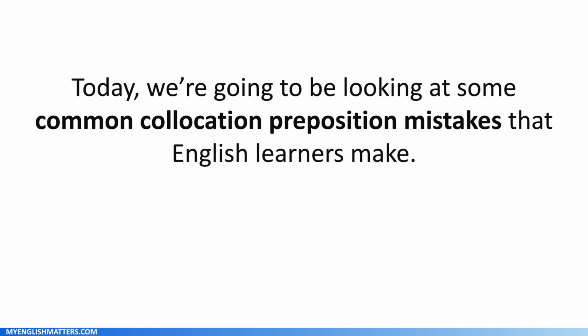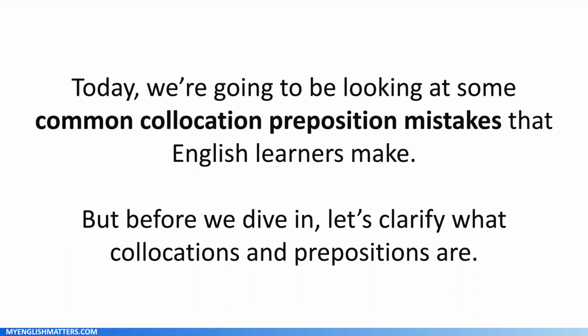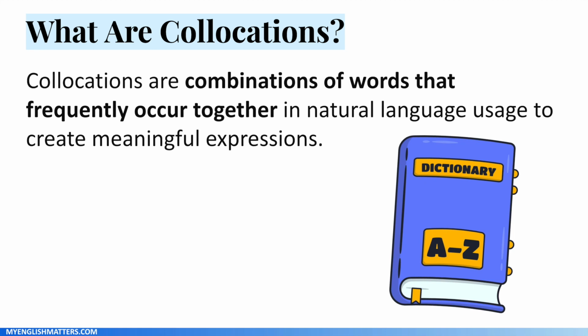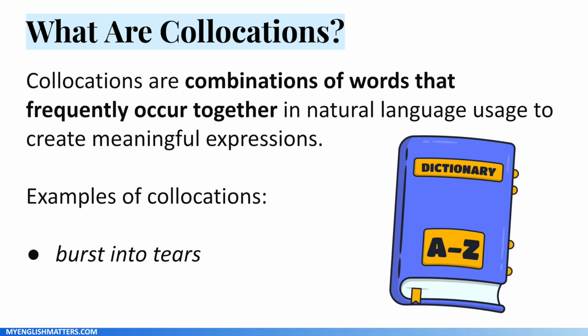mistakes that English learners make. But before we dive in, let's clarify what collocations and prepositions are. So collocations are combinations of words that frequently occur together in natural language usage to create meaningful expressions. Examples of collocations include phrases like burst into tears and pay attention.